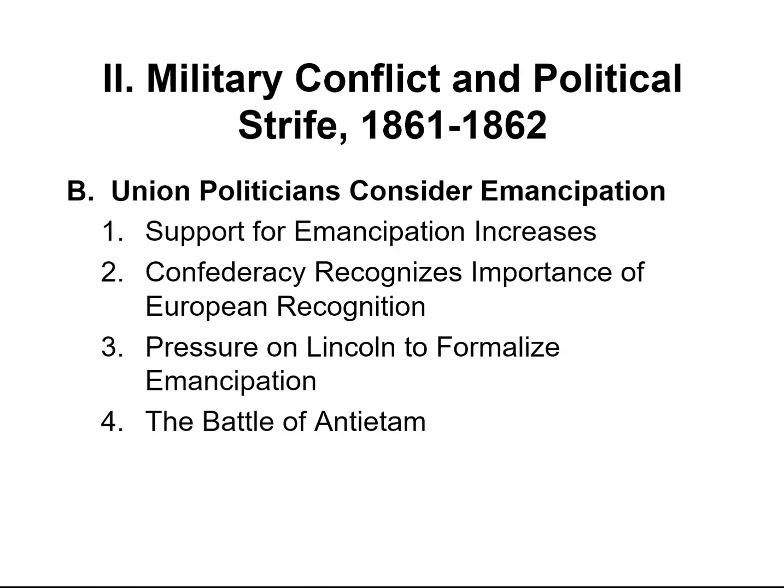Abolitionist lecturers toured Britain to increase support for the Union and put pressure on Lincoln to formalize emancipation. But Lincoln wanted a Union battle victory first so that a proclamation of emancipation would be a demonstration of Union strength rather than a sign of weakness. So Lincoln announced a preliminary emancipation proclamation to his cabinet after the Union declared victory in the Battle of Antietam in September of 1862.